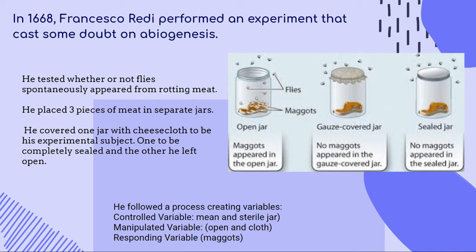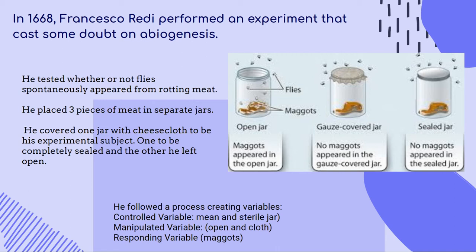So he covered one completely so nobody could get in. Then the other one was gauze covered or a cheesecloth. And then there was one that was completely open. Now, Redi is amazing because he designed a pretty good experiment. He essentially followed the process in which he created variables that he could actually test. So he did something called a controlled variable.